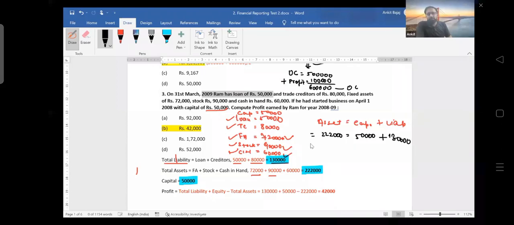So it should be equal, right? So asset value is 2,22,000, and the liability side value is 1,80,000, right? If you find out the difference, that is going to be the profit. So 2,22,000 minus 1,80,000, that is going to be how much? It is going to be 42,000, and this amount is your profit.